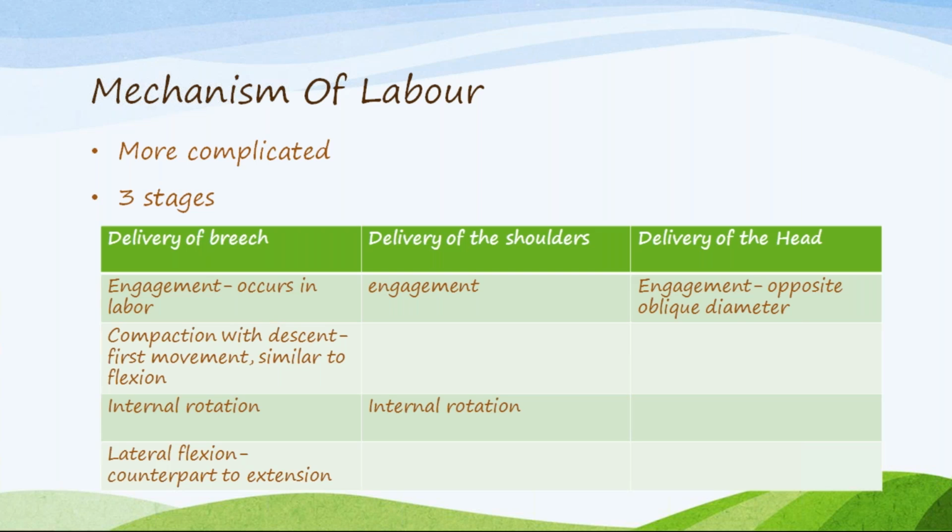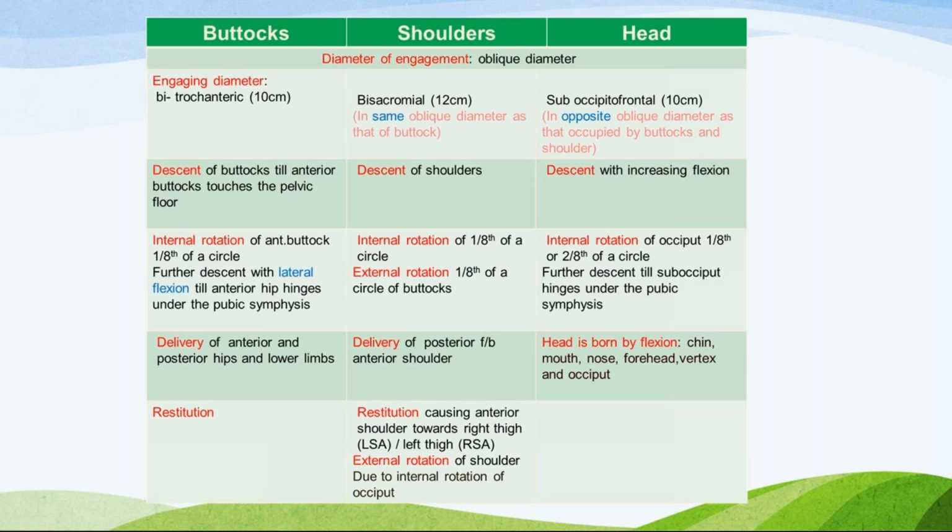That sacrum, that is the buttock, will come under the pubis, towards the symphysis pubis. The moment it touches this area, there will be internal rotation. That is internal rotation till the anterior buttock touches the pelvic floor. That is also further descent.